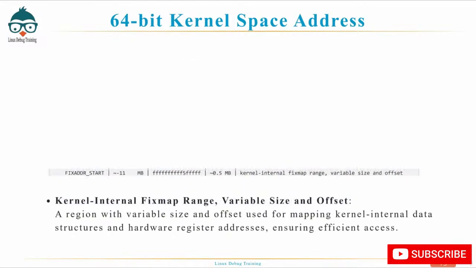Kernel internal fixed map range, variable size and offset, is a region with variable size and offset used for mapping kernel internal data structures and hardware register addresses, and it ensures efficient access to this type of memory. It is used typically for memory regions that need a consistent and predictable virtual to physical mapping. The size and offset of this range can actually vary depending on the architecture and the specific configuration of the kernel.